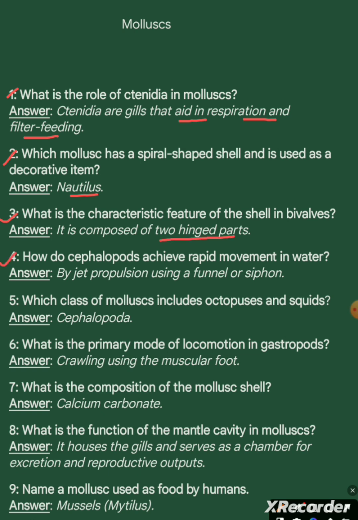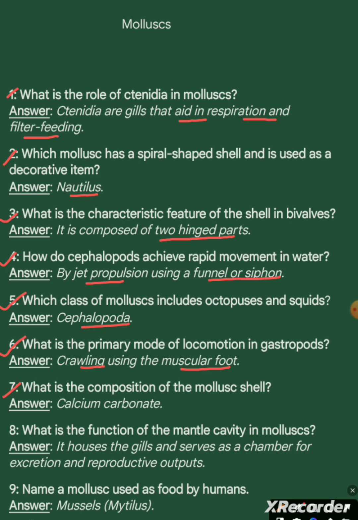Question 4. How do cephalopods achieve rapid movement in water? Answer. By jet propulsion using a funnel or siphon. Question 5. Which class of mollusk includes octopus and squids? Answer. Cephalopoda. Question 6. What is the primary mode of locomotion in gastropods? Answer. Crawling using the muscular foot.